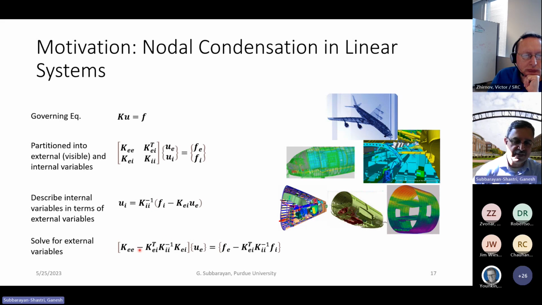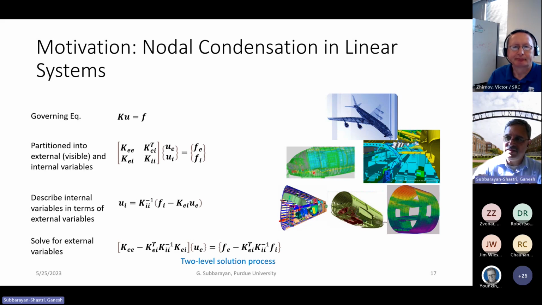And then you can substitute that back and solve for the external variables. Why do we do this? This is actually a two-level process. The reason we do that is because the number of degrees of freedom in the whole system is so large, you don't want to solve the whole problem all at once. You want to solve for the variables at the interface, and then back calculate what might be the response interior to the system.